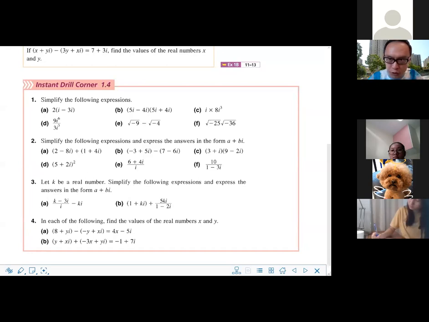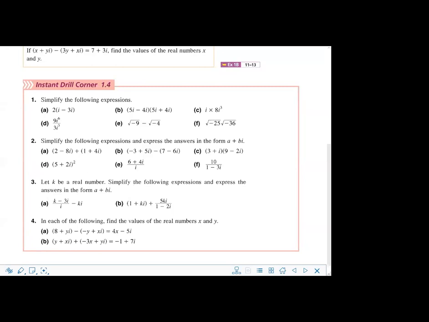Okay, so let's try to do the math book, question number 28 to number 40. Okay. And submit to the extra classwork.